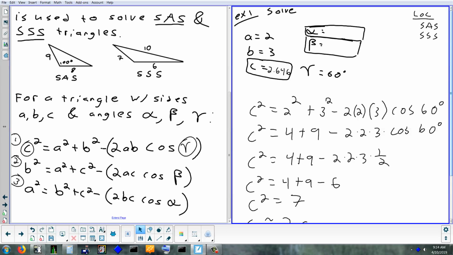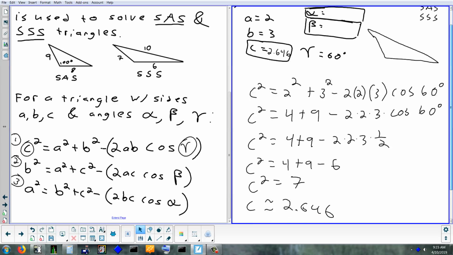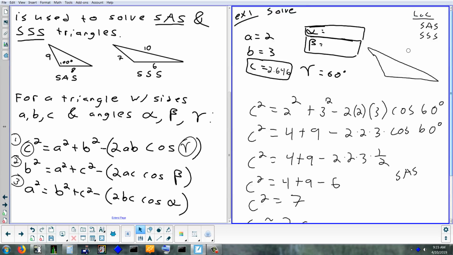Okay, let's draw this out. Now, what kind of triangle was this to start? It was, all right, it was a side angle side. Actually, you know what? I'm going to put it right up here. All right, so that's what we were given to start, side angle side: 2, 3, alpha, beta, and this was 60. Now, let's add in the other piece of information we know.